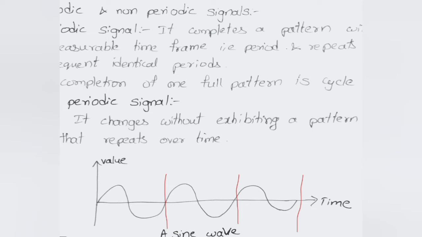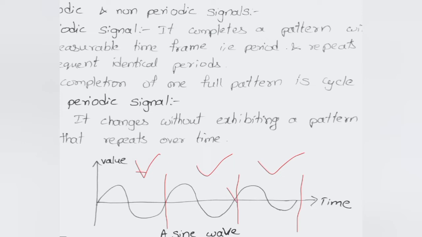So a periodic signal means it completes a particular pattern within a time period and repeats the same pattern again and again. This completion of the particular pattern is called a cycle. So this is one cycle, and this is one cycle, and this is one cycle. This is one full pattern. Again it is going to repeat the same pattern, and again one full pattern is finished.